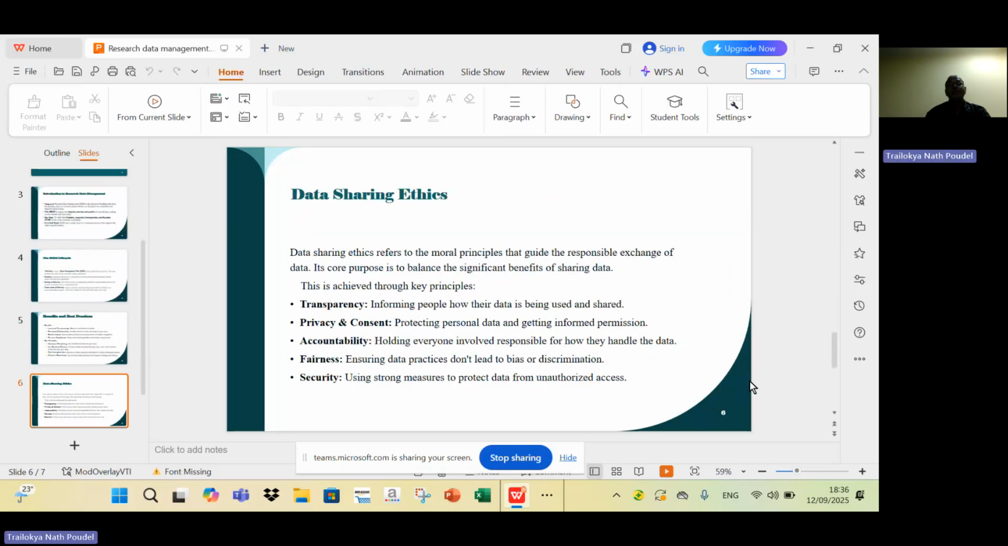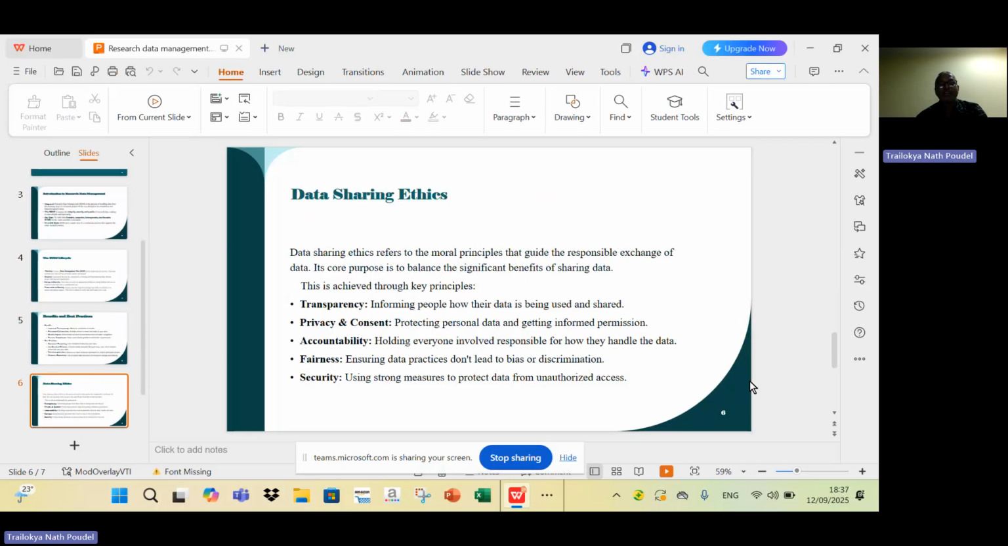So now let's see what data sharing ethics is in short. Data sharing ethics refers to moral principles that guide the responsible exchange of data, and its core purpose is to balance the significant benefits of sharing data. This is achieved through some key principles, the first of which is transparency. That means informing people how their data is being used and shared.